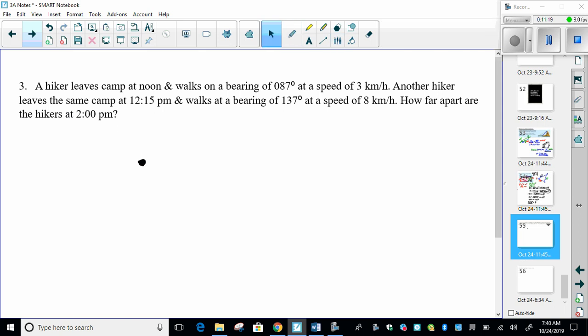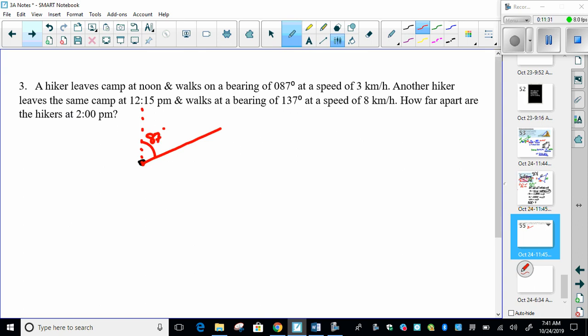So because it goes from the north, always draw in that northern direction. And so from the north, it's 87 degrees. So this is 87 degrees. So that's the direction he's walking, and at that speed. We'll have to take that into consideration in a minute, because that speed's going to give you your distance. And then we have another hiker that leaves the same camp at 12:15. So he's also starting here and walks at a bearing of 137 degrees. So this is 137 degrees-ish. And he walks that direction.